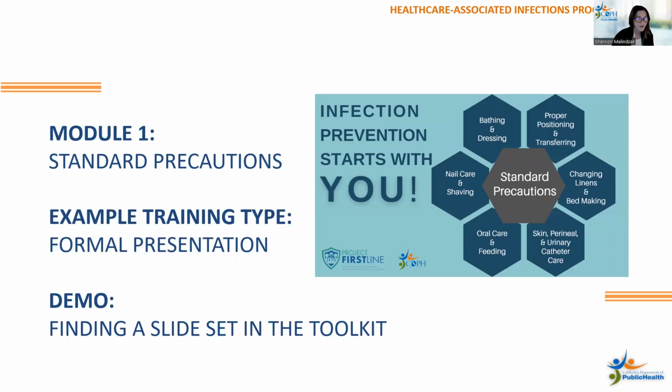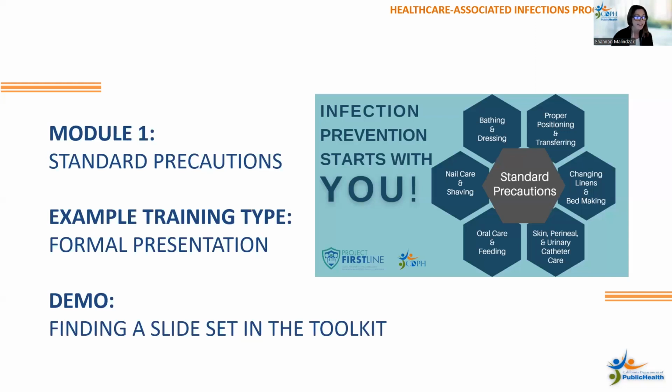Thanks so much, Sophie. So in the first module, we will review the 6 elements of standard precautions and provide CNAs with an understanding of why these practices are needed to maintain a safe environment of care and reduce healthcare-associated infections, or HAI. I will demonstrate how you, the trainer, can provide this education as a formal presentation by highlighting a few slides from Module 1.